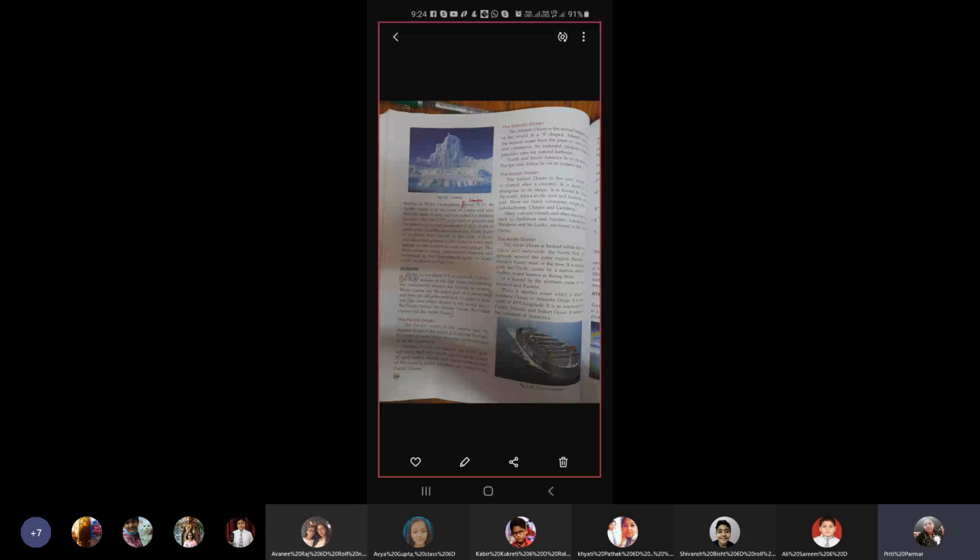Now we know that the Pacific Ocean is circular in shape, and the Mariana Trench, the deepest part of the Earth, is found in this particular ocean. Okay, and it is the largest of all. Many islands are found here. Three-fourths of the world's active volcanoes are found here.